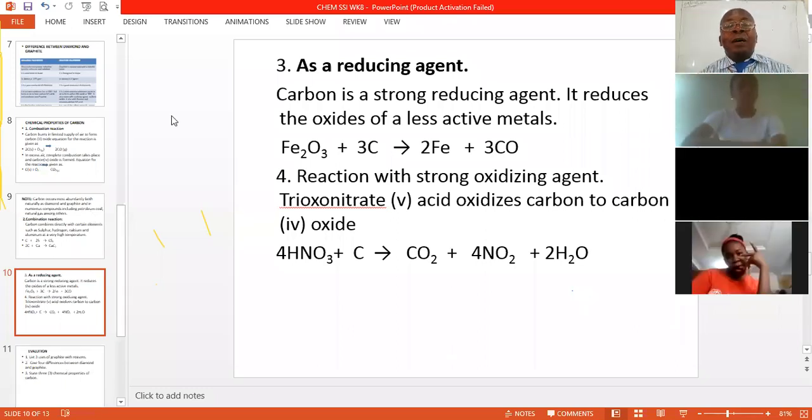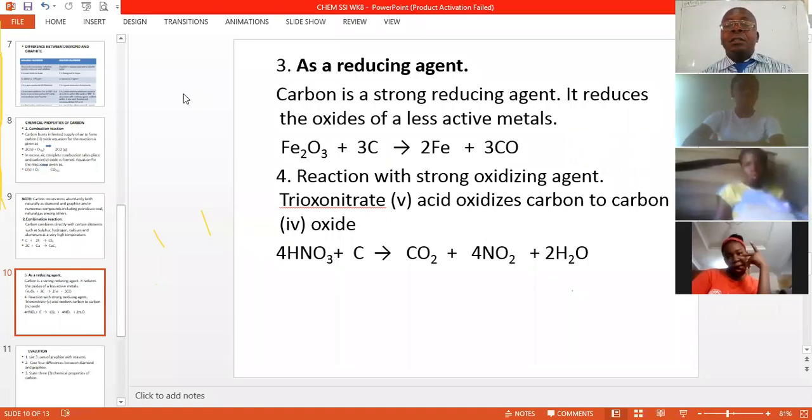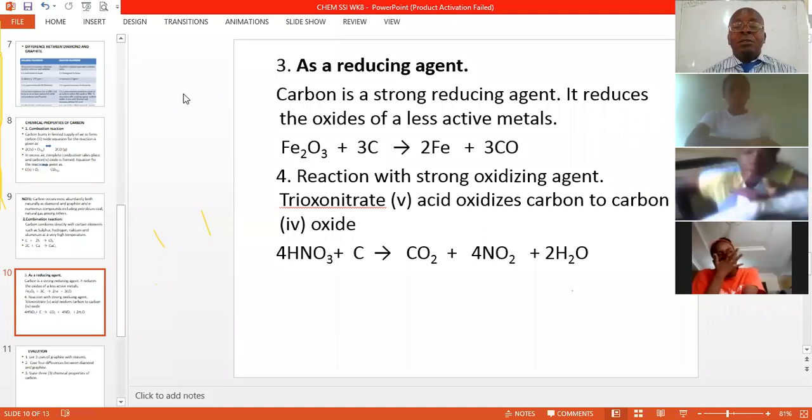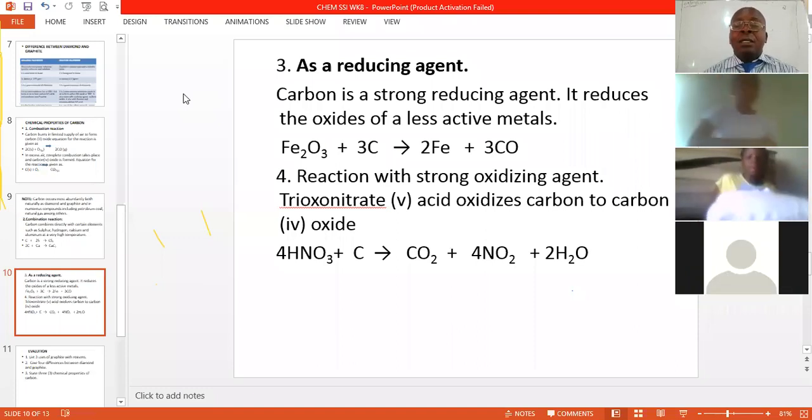Number 4, reaction of carbon. Carbon reacts with strong oxidizing agents like trioxonitrate 5 acid to form carbon 4 oxide. You can see the equation there. Trioxonitrate 5 acid plus carbon gives us carbon 4 oxide, nitrogen oxide, and water.